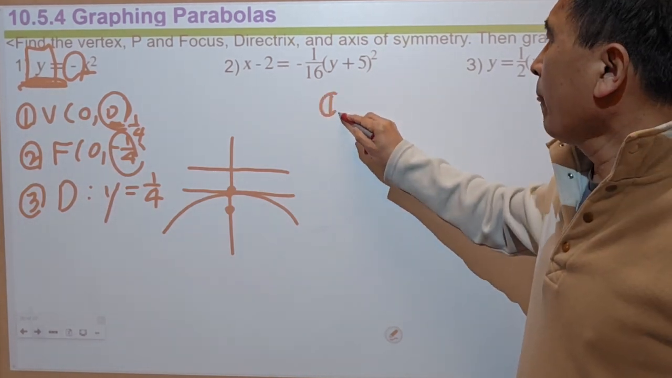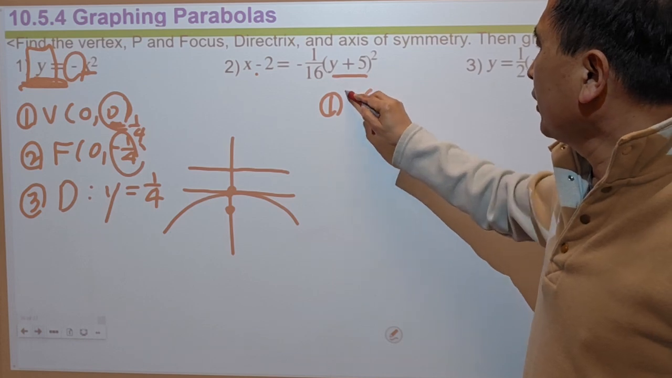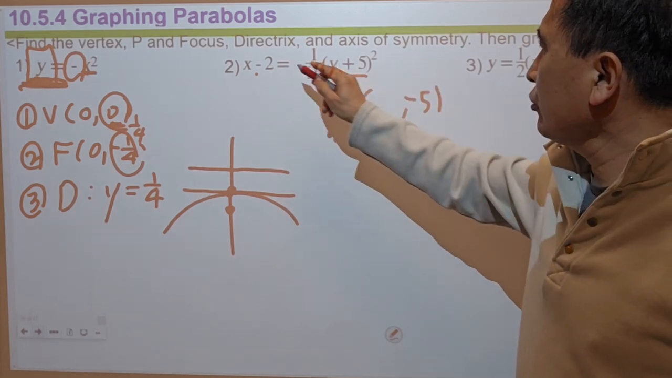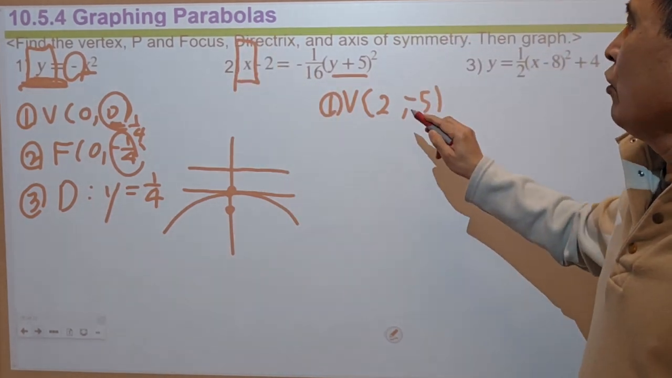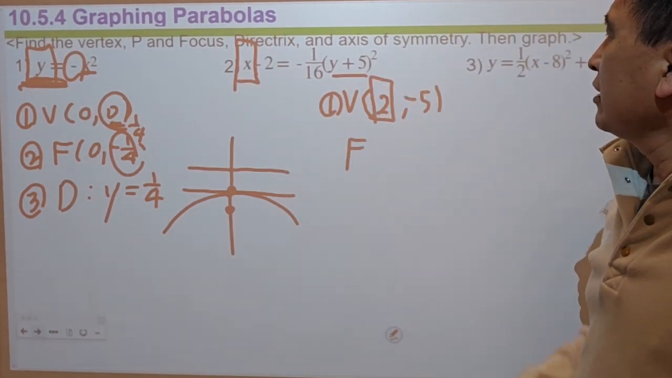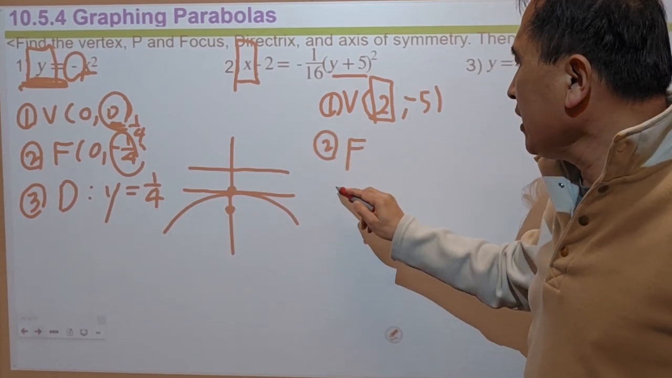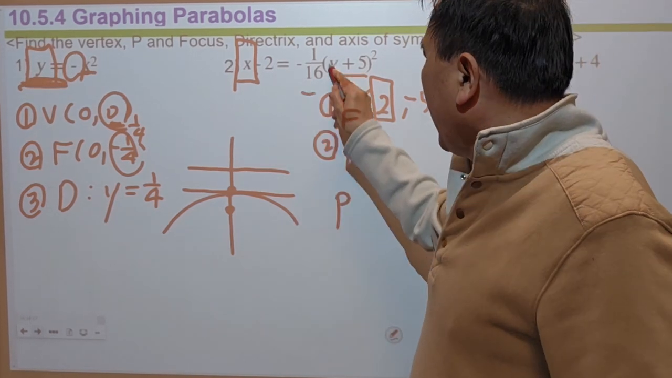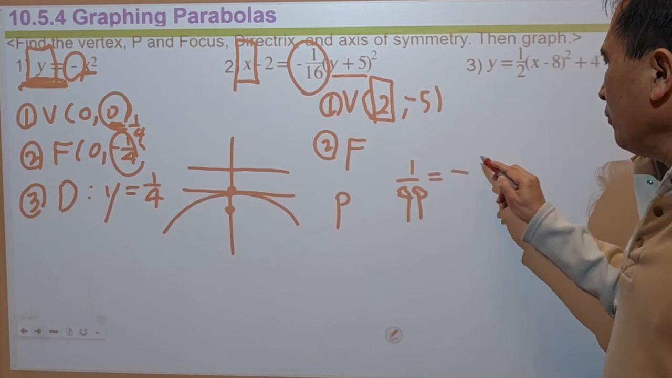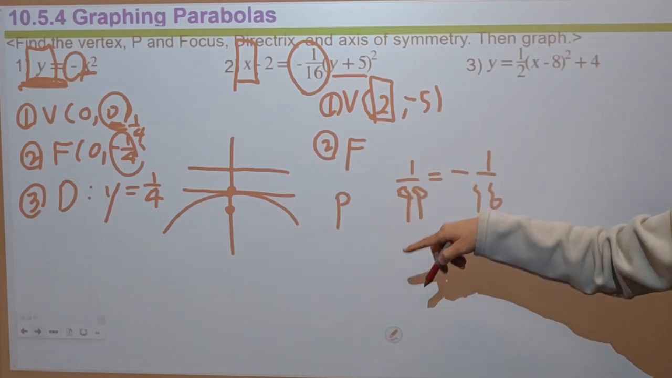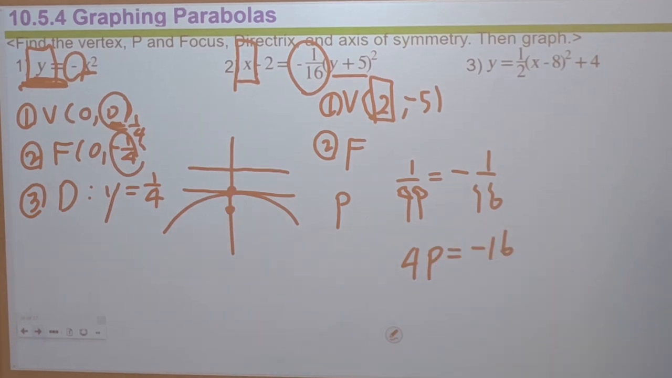Okay, and then this one: y is negative 5 and x is 2, so the vertex is (2, negative 5). And this is x, so the focus is on the x-axis, so we box the x value. And then let's find p. To find p, negative 1 over 4p equals negative 1 over 16. Then let's flip it. So 4p equals negative 16. So p is negative 4, right?